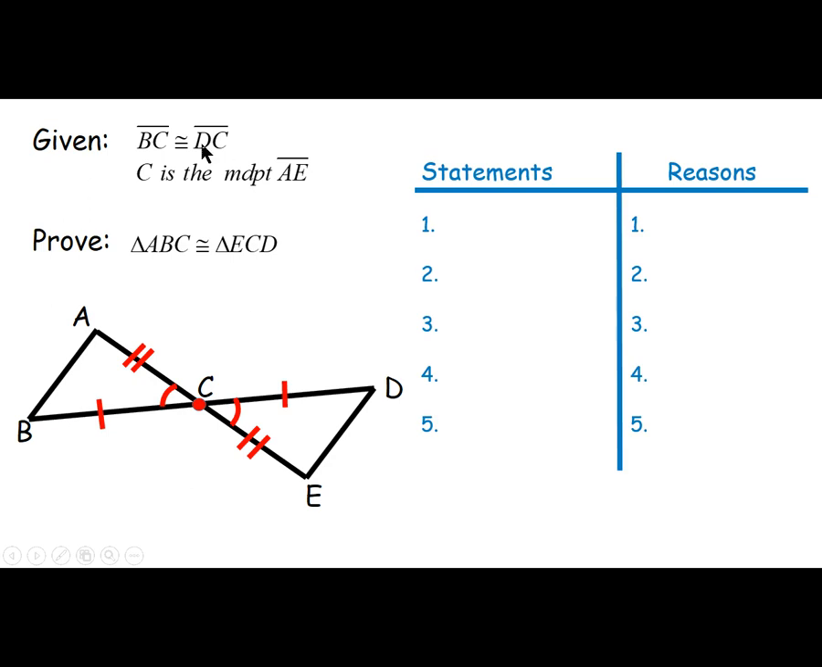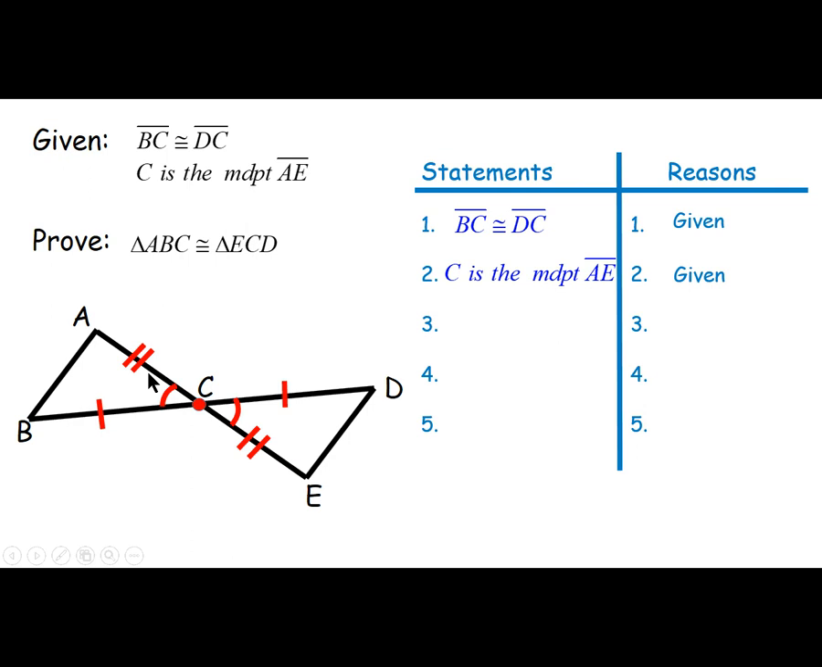Our first statement, as usual, let's just use the given for our first statement. We can say segment BC is congruent to segment DC. And the reason is that it's given. Line 2, the other part of the given information, C is the midpoint of AE, and our reason, also given. Now, we said C is the midpoint. We didn't say these two segments are congruent yet, because that's something we figured out from the midpoint.